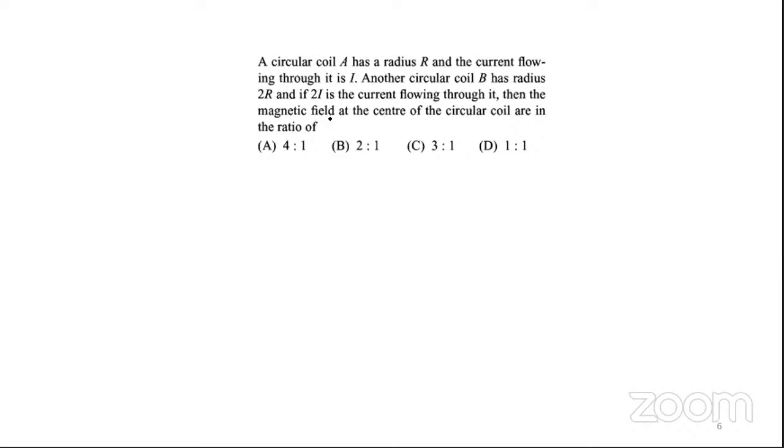All right. The magnetic field at the center of a circular coil is given by mu naught I by 2r. So the radius is increased by 2 times and current is also increased by 2 times. So it will still remain the same. So the ratio will be 1:1.